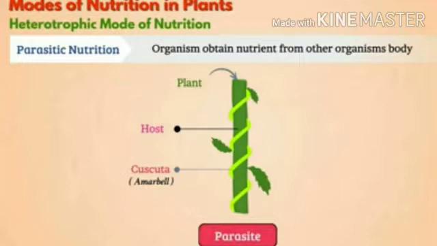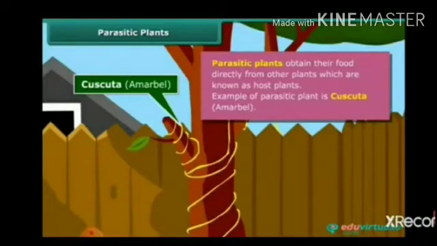As we see in this picture, the yellow colored wire is cuscuta. That is a parasitic plant. Parasitic plants obtain their food directly from other plants, which are known as host plants. An example of a parasitic plant is cuscuta. Due to the absence of chlorophyll, the cuscuta is completely dependent on the host plant. Hence, it is said to be a completely parasitic plant.